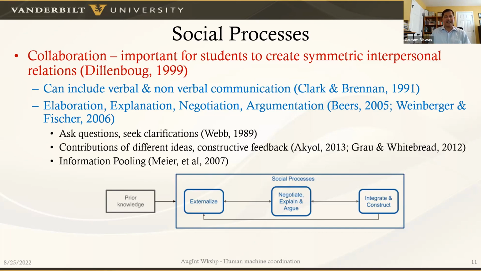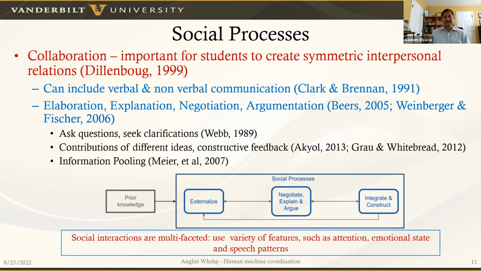And this manifests itself as asking questions or seeking clarifications. Like I mentioned, there may be contribution of different ideas, constructive feedback from the partner when one person presents an idea. And then there's this notion of information pooling through these various social modes of interaction. How do they then put together the individual pieces of information to create that common ground that they can then use for learning further or for solving problems? As you can see, these social interactions are multifaceted. So we see that students use a variety of features such as attention, emotional state, speech patterns. We haven't really studied emotional state yet. We intend to do that, but we have looked at joint attention and their speech patterns to see what kinds of social modes of interaction they use.